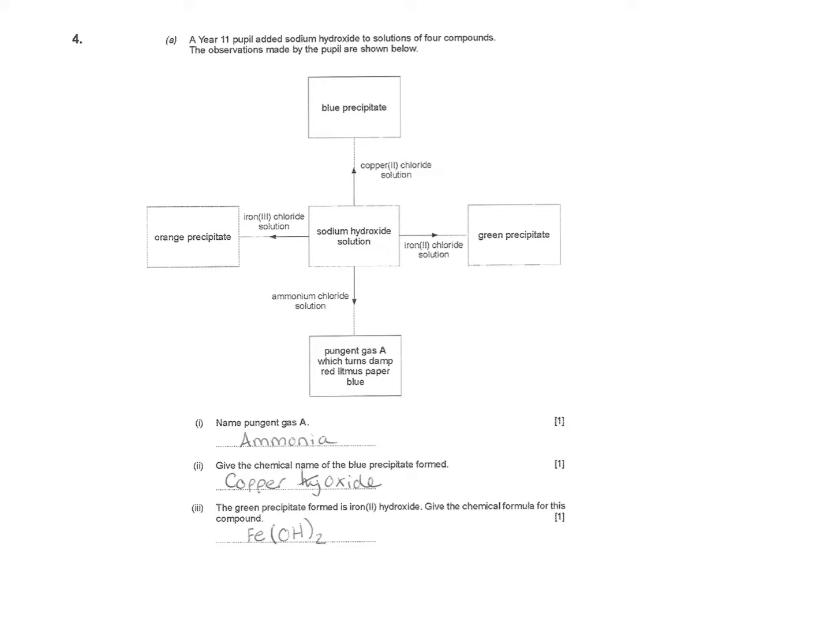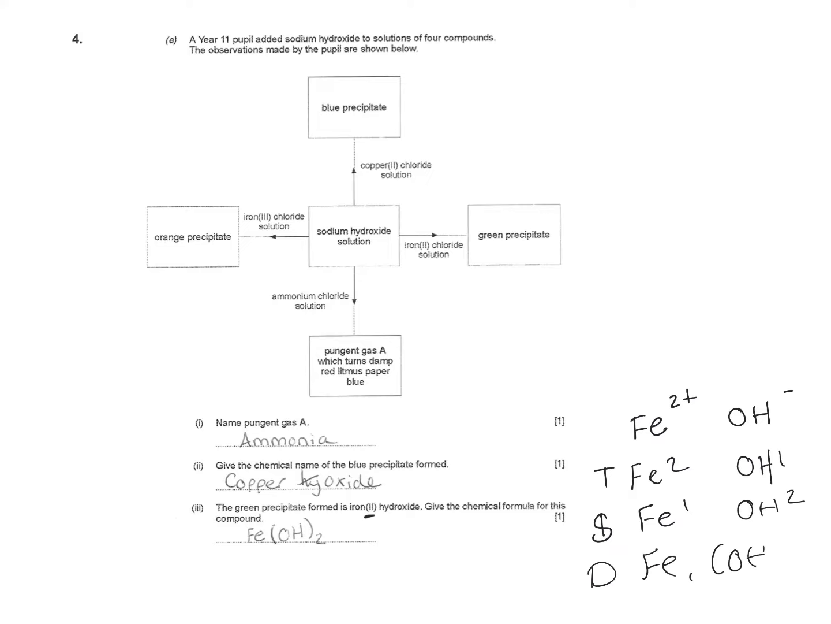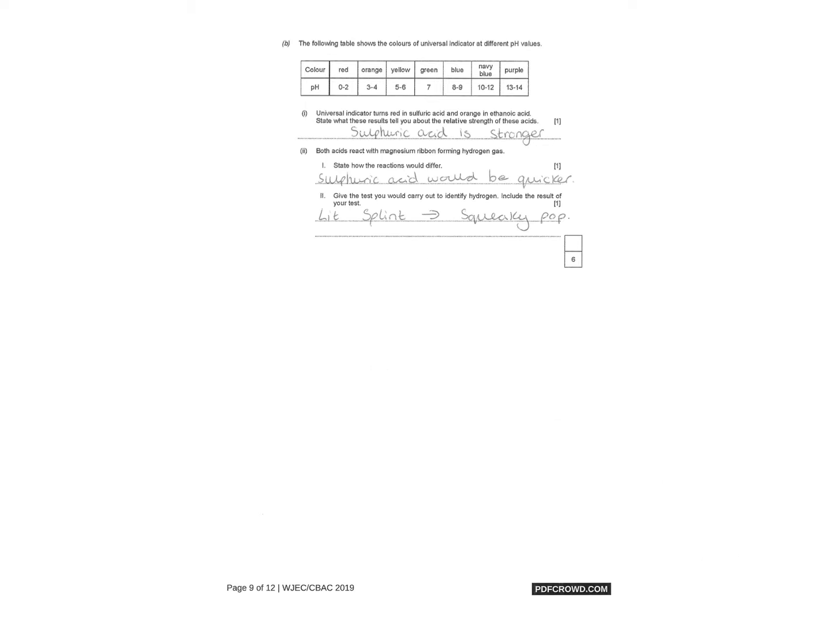And then top, swap, drop to work out the formula of this, okay? They tell you it's 2 plus, so top: Fe2OH1, swap: Fe1OH2, and then drop: Fe1OH2, okay? Be careful of that because there's 2 elements, you need to make sure they go in a bracket.